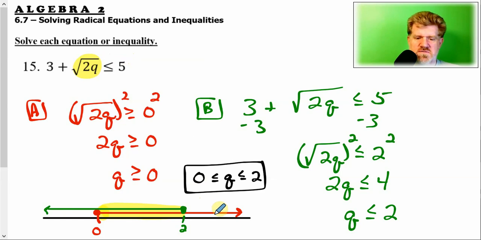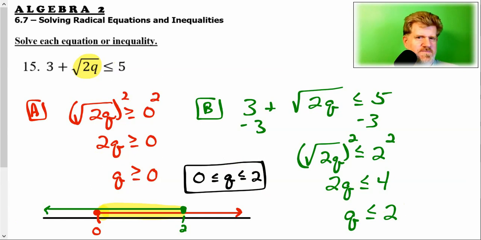Pick a number bigger than 2. Pick 5. 2 times 5 is 10. The square root of 10 is 3 something. It's over 3. So let's say 3.2. 3.2 plus 3 is 6.2. Is 6.2 less than 5? No. So none of the answers bigger than 2 work, and none of the answers less than 0 work. So it's only the numbers where they're both true. Q is greater than 0, and Q is less than 2. And that's how we write it. Q is right between 0 and 2.